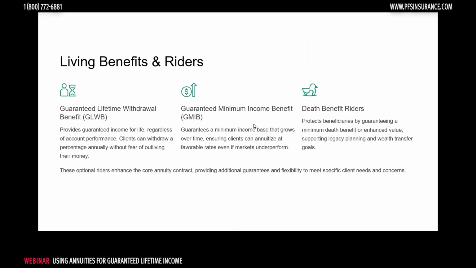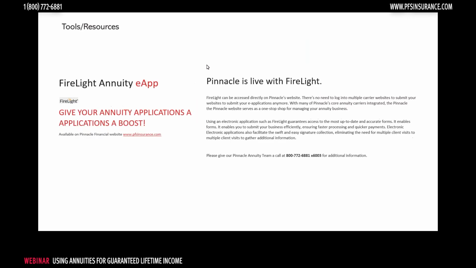Now, on the fixed index annuities, I'm going to take a look at this, but there are either called living benefits or income riders that you can put on there, and that's what generates that guaranteed income using a rider, and we have an example of that. That's for people who want to maximize their retirement.